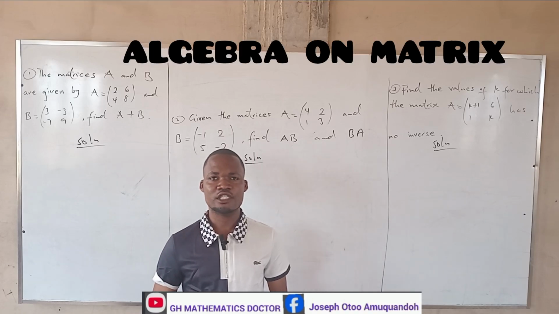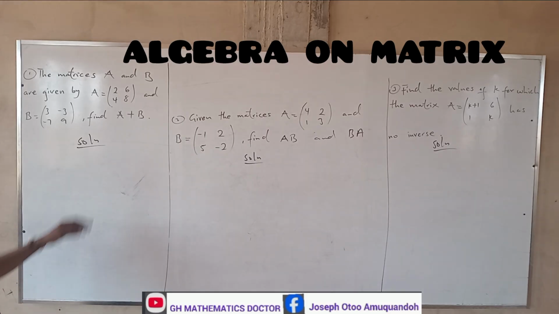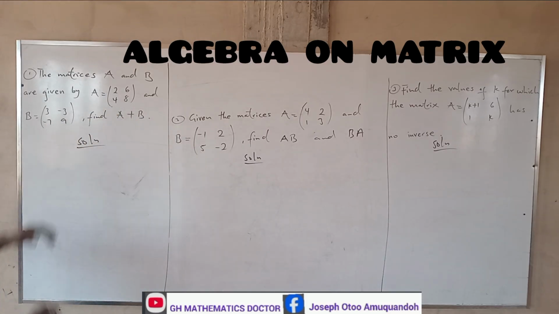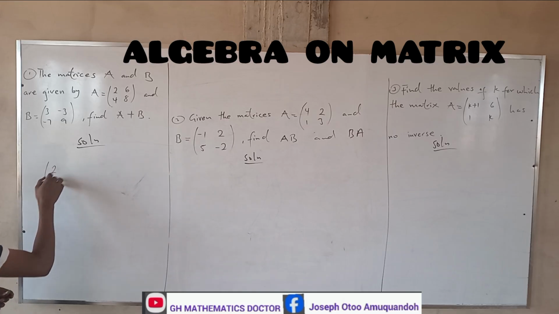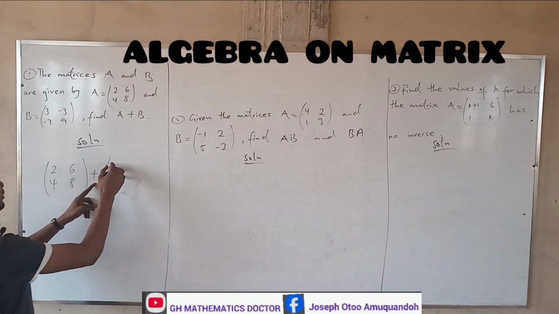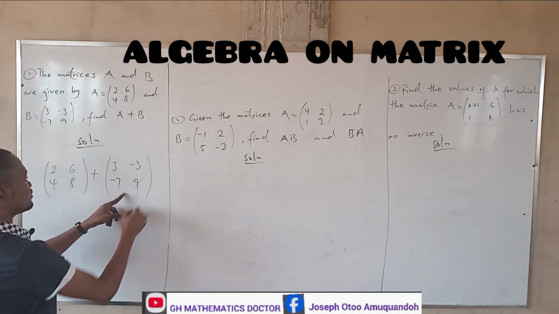Let's look at how to find algebra on sets. We have examples on the board. The first example says we should add matrix A and B. So we have matrix A and B over here. You write the matrix down, then an addition sign in the middle, because we have been asked to add these matrices.